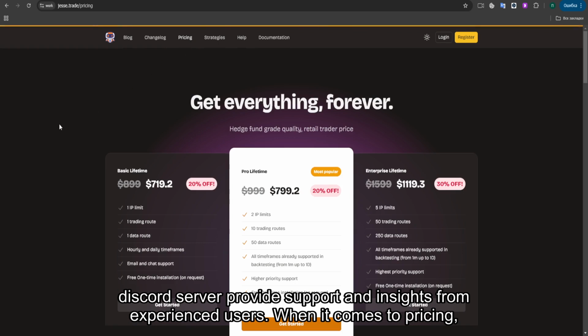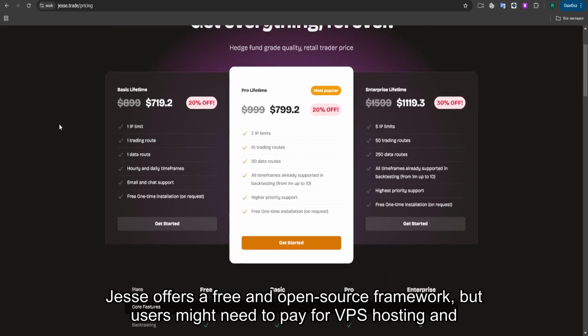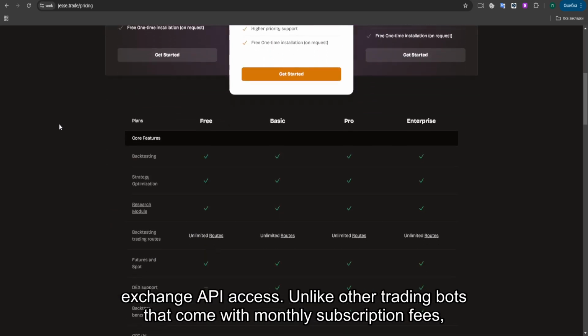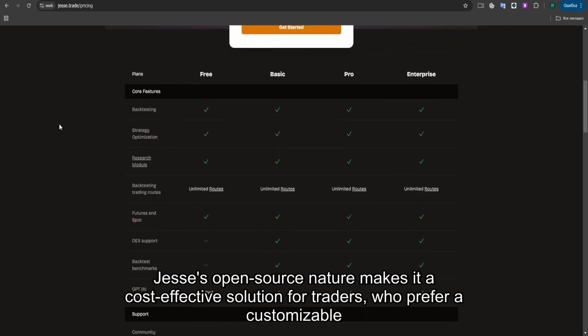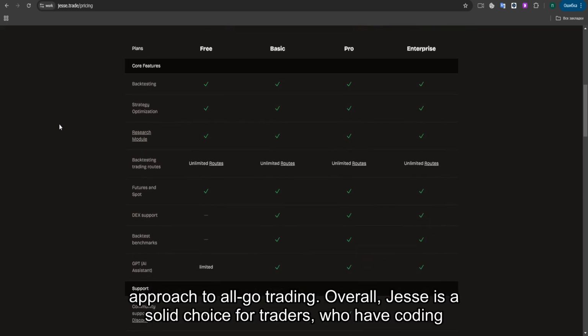When it comes to pricing, Jesse offers a free and open source framework, but users might need to pay for VPS hosting and exchange API access. Unlike other trading bots that come with monthly subscription fees, Jesse's open source nature makes it a cost-effective solution for traders who prefer a customizable approach to algo trading.